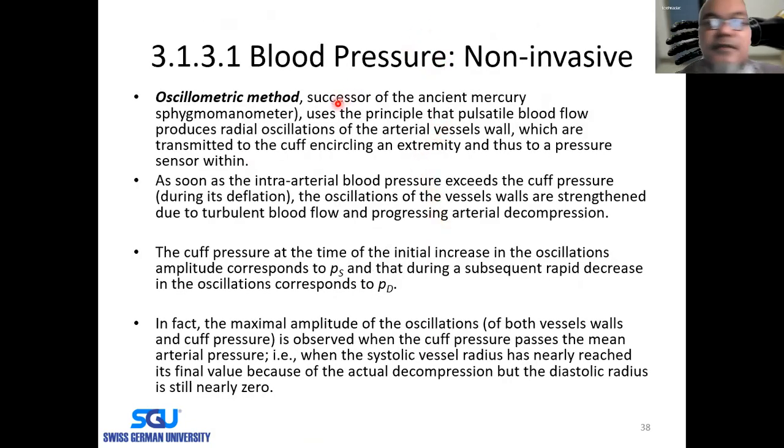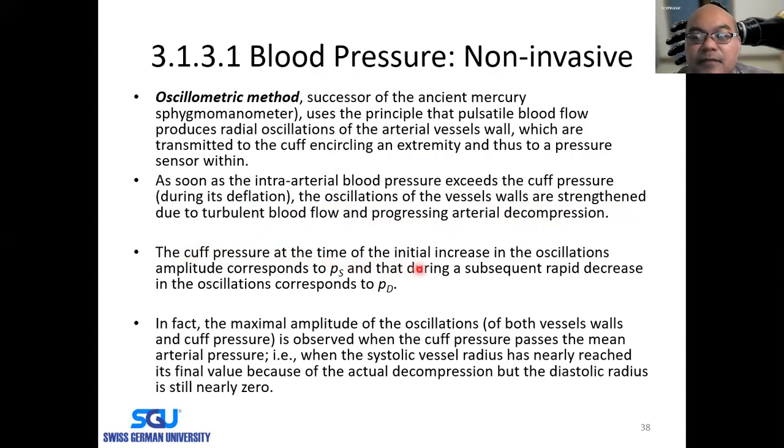We can also use a non-invasive method, which is called the oscillometric method. This is the successor of the ancient mercury sphygmomanometer, using the principle that pulsatile blood flow produces radial oscillation of the arterial vessel wall, which is transmitted to the cuff encircling an extremity, and thus to a pressure sensor within that cuff. As soon as the intra-arterial blood pressure exceeds the cuff pressure during the deflation, and when the pressure inside the cuff is released, the oscillations of the vessel wall are strengthened due to turbulent blood flow and progressing arterial decompression.